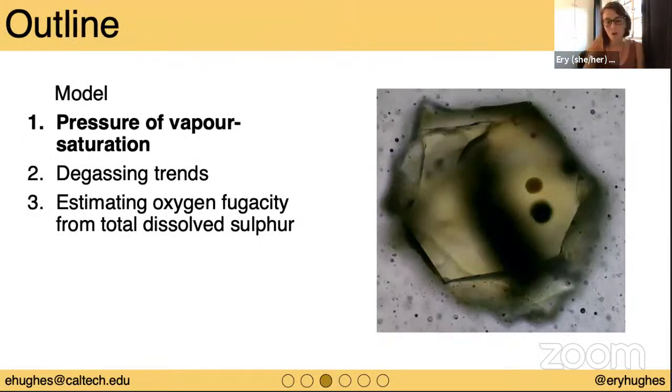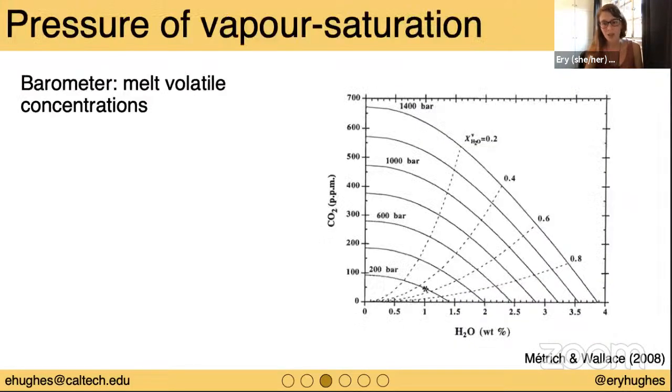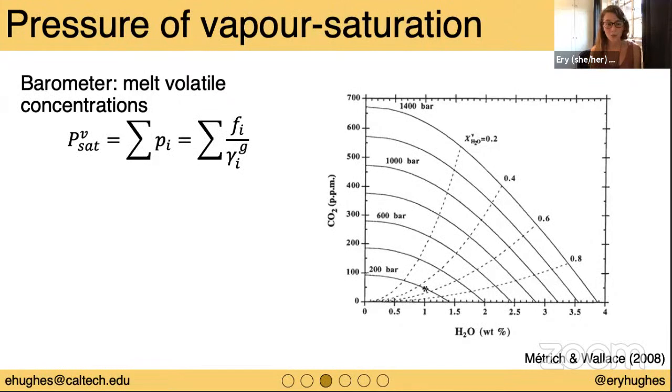So first of all, I'd like to talk about how we can use this model to understand the pressure of vapor saturation. So we often use the dissolved volatile content of glasses as a barometer to infer pressure. For instance, we often use water and CO2 concentrations in melt inclusions to understand magmatic plumbing systems and work out where magma is stored prior to eruption. Or we can use water and carbon dioxide concentrations in matrix glasses from subaqueous eruptions to infer the depth of eruption.